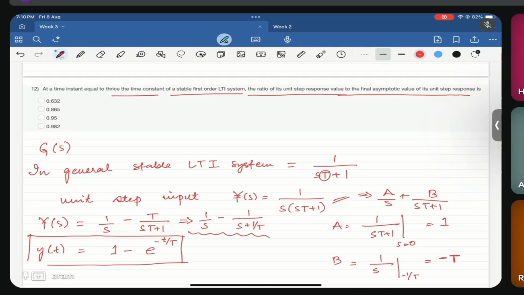Okay, so at t equals 3T, what will be y(t)? How can you calculate y(3T)? It is 1 minus e to the power minus 3T by T only, which is equal to 1 minus e to the power minus 3. So can anyone calculate in decimal what is 1 minus e to the power minus 3?